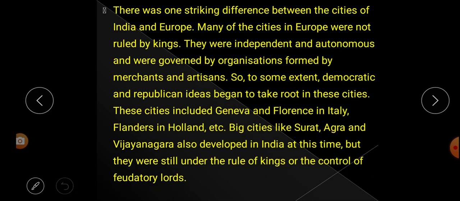So in this paragraph we learn that there was a striking difference between the cities of India and Europe. Many cities of Europe were not ruled by kings. They were independent and autonomous, ruled by an organization of merchants or artisans, so democratic republican ideas began to take root. Geneva, Florence, and Flanders are major European cities, but in India, cities like Surat, Agra, and Vijayanagar were still under the control of kings or feudal lords.